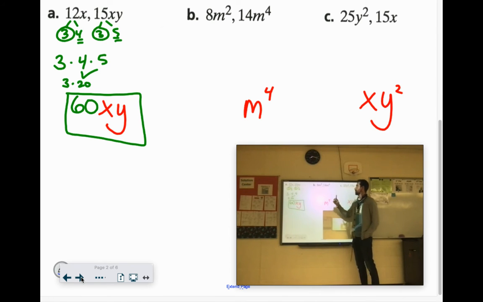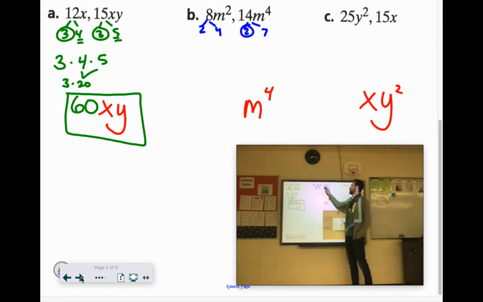Over here, 8 and 14 have a 2 in common. 2 times 4, 2 times 7. We got the 2, bring it on down. 4 and 7, nothing in common except for 1, so we just bring it down. 2 times 4 is 8, times 7 is 56.